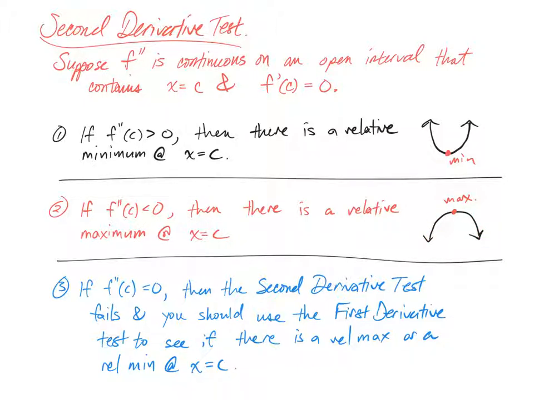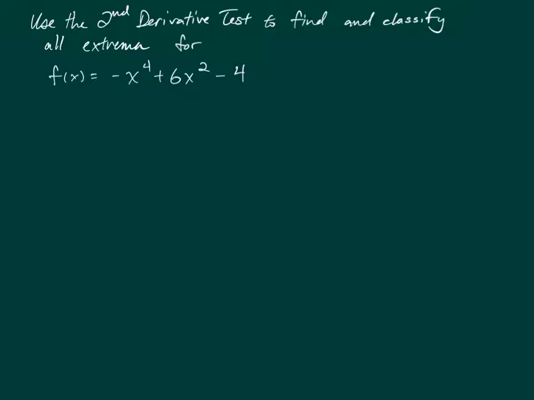Let's take a look at how this works in practice. In this example, we will use the second derivative test to find and classify all extrema for this function, f of x equals negative x to the fourth plus 6x squared minus 4. What's really nice about the second derivative test is that we do not need the intervals of concavity for this. We just need to use the first derivative and find the critical values, and then evaluate the second derivative at the critical values. So let's go ahead and do that.